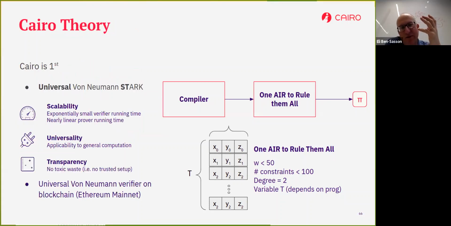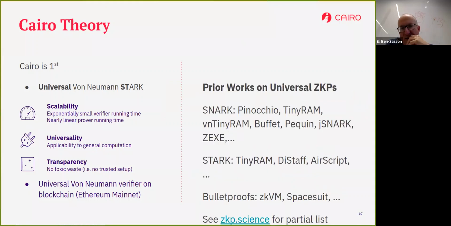So Cairo happens to be the first universal von Neumann STARK that has scalability, universality, and transparency. And it's also the first universal von Neumann architecture with a verifier on blockchain. And it's already been used for a very long time. There are a whole bunch of other general frameworks for CPUs and general computation, but this one stands out in these two bullet points that I made here.